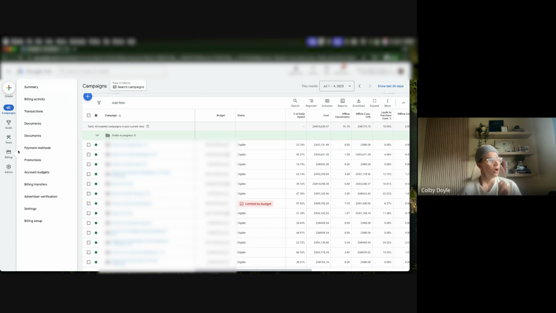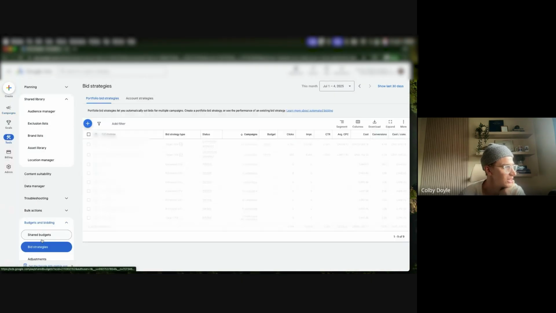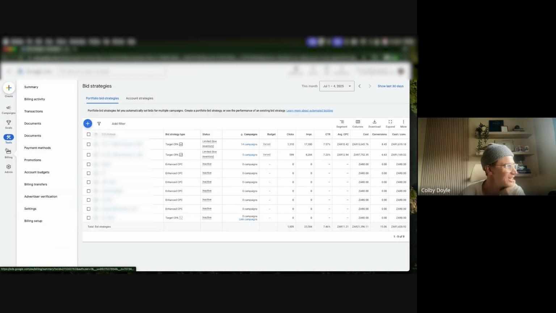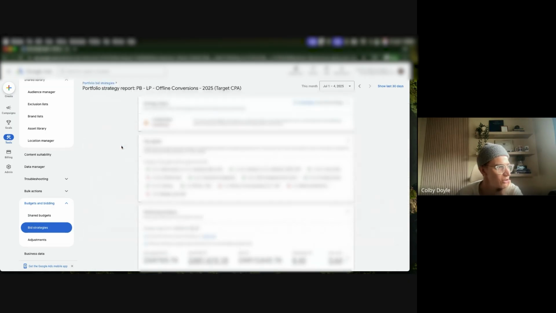And so what I have done here, now let's go back and you can see I've already forgotten where I need to go. Bid strategies. So we'll do that in slow-mo. Tools, budgets and bidding, bid strategies. Now you would go in here, you would create a new bid portfolio strategy and you'd follow the prompts.